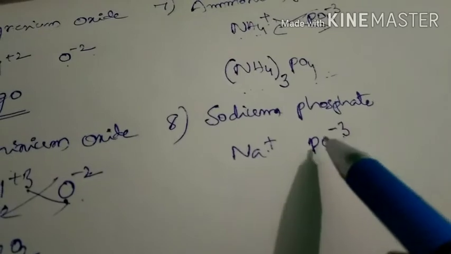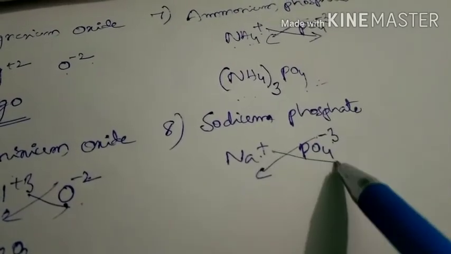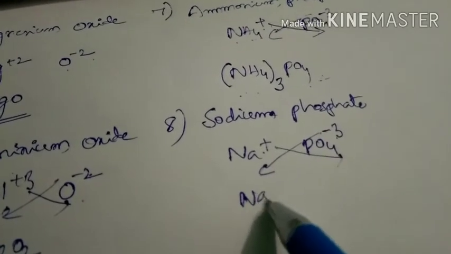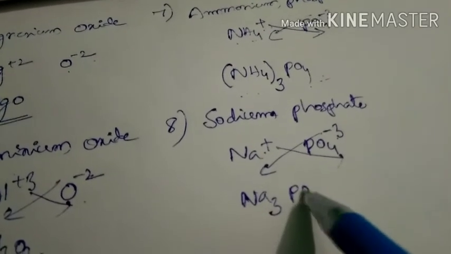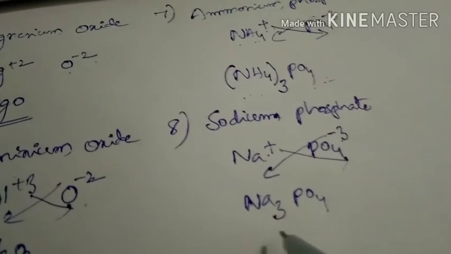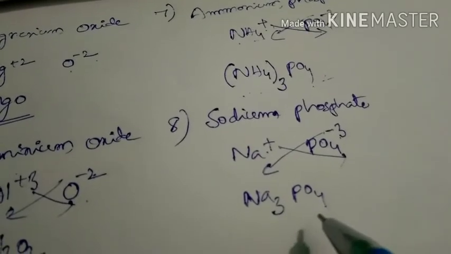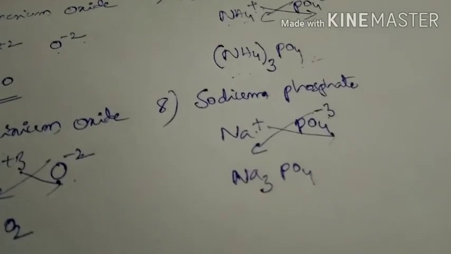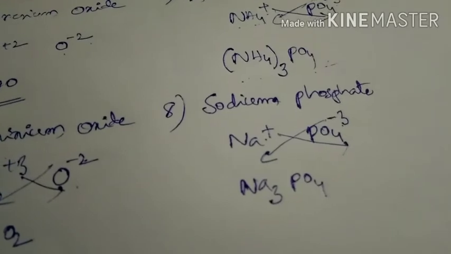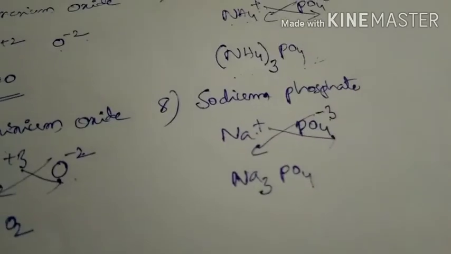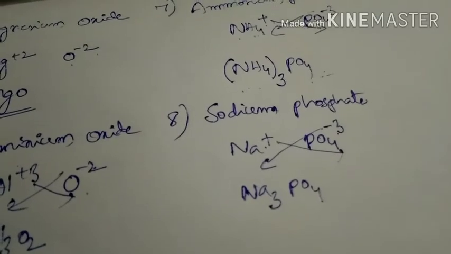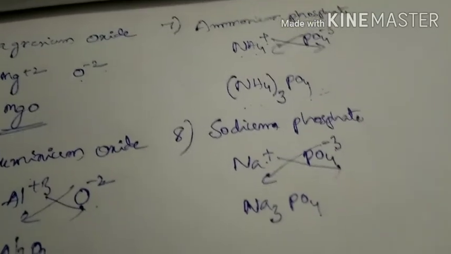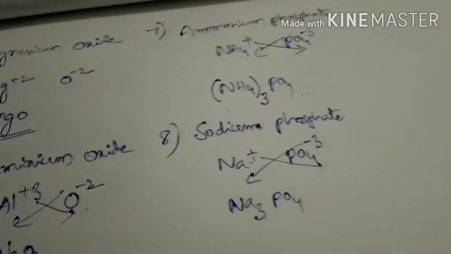Here also different charges, so this 3 comes to this part, and this 1 comes to this part. So Na3PO4. That's all. Na3PO4 is the formula for sodium phosphate. This is the way to write the formula of a given compound. This is one topic. Next, one small definition is there.